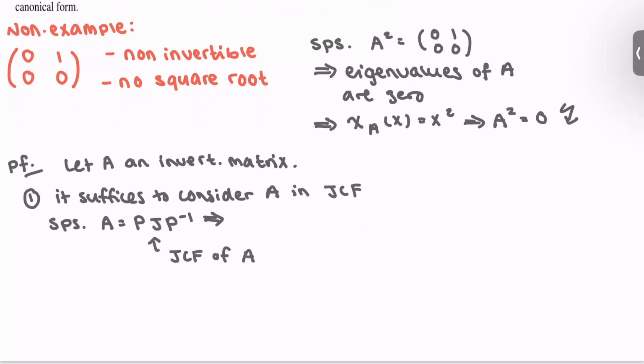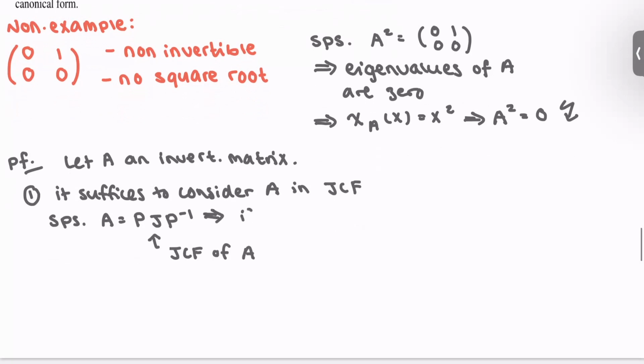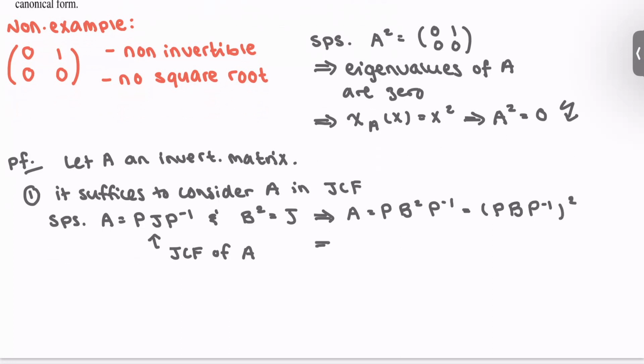Well, if J has a square root, so maybe instead of implication, oops, too much erasing. So I'll say, suppose we have PJP inverse, and let's say also that B squared is equal to J. Well, then A is equal to P B squared P inverse. But it's not too hard to see that this is the same thing as PBP inverse quantity squared. And well, this implies that A has a square root.